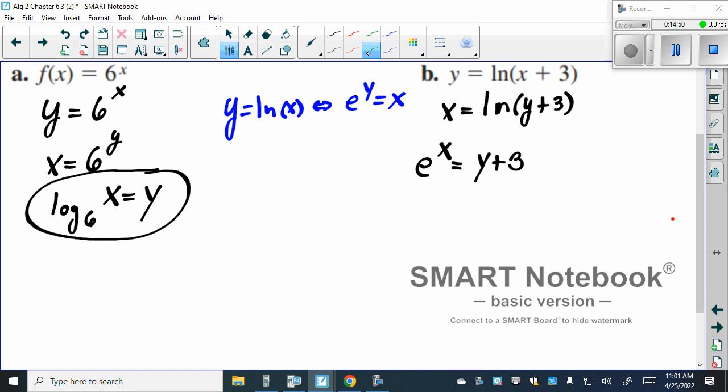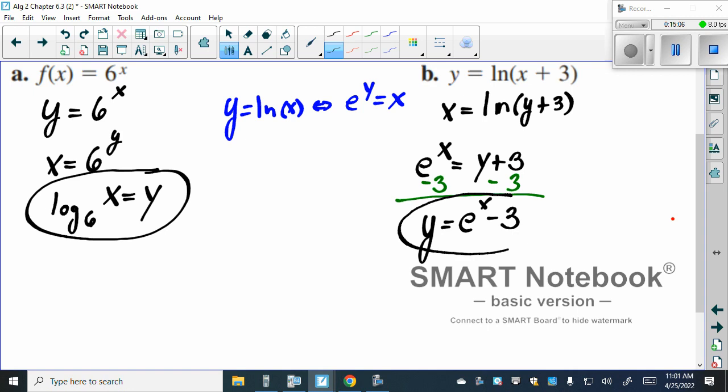But is y by itself for this function here? Well, no. If it was, we'd have been done. But since it's not, we have to subtract 3 from both sides, telling us y is equal to e to the x minus 3. And that's it. Questions on this here? Questions on anything we've done so far?